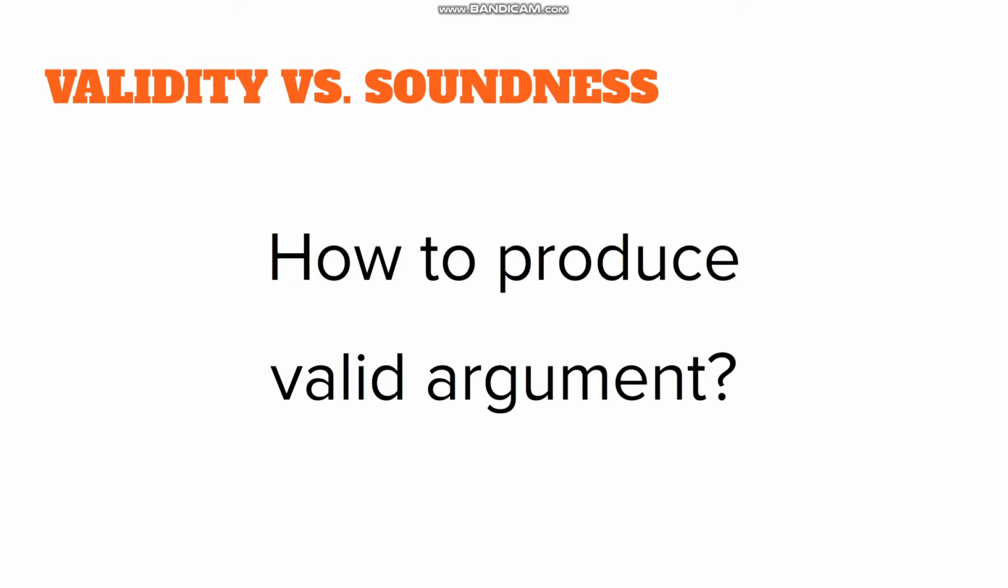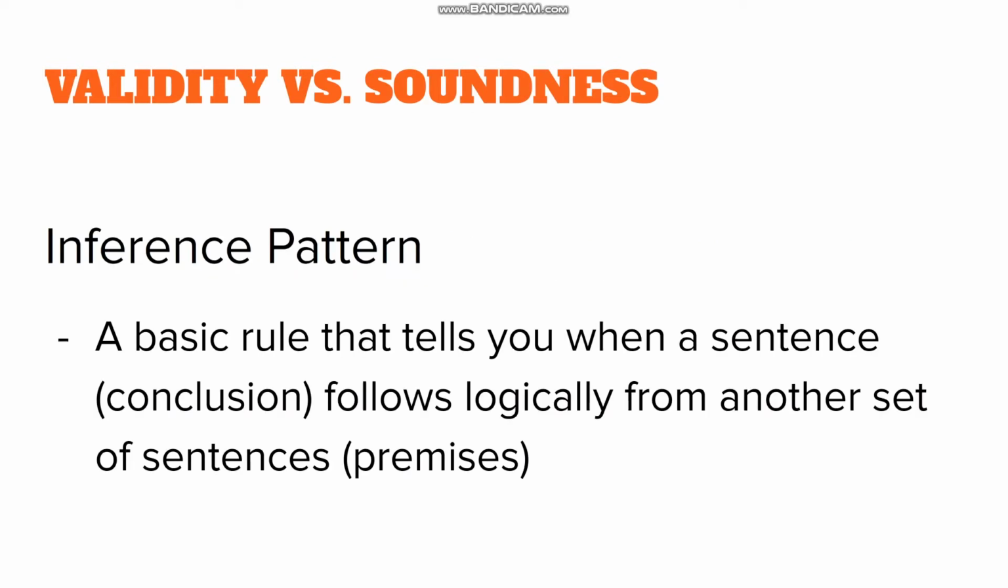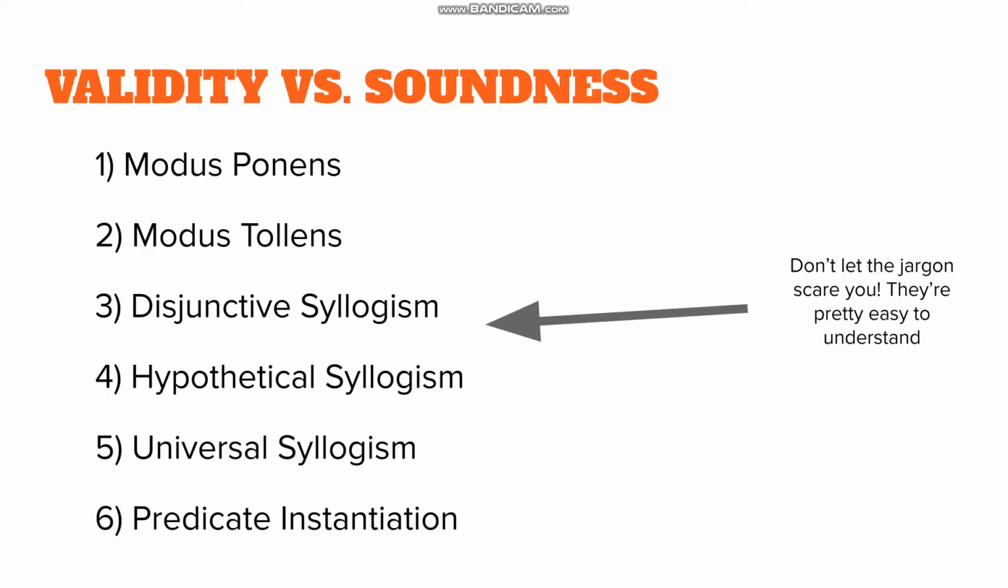In order to present a valid argument, you just have to make sure that your argument fits an inference pattern. And an inference pattern, you can think of it as a rule that tells you that a statement logically follows from others. In this course, I'm going to teach you 6 different inference patterns. In the next video lecture, I'm going to teach you modus ponens and modus tollens.